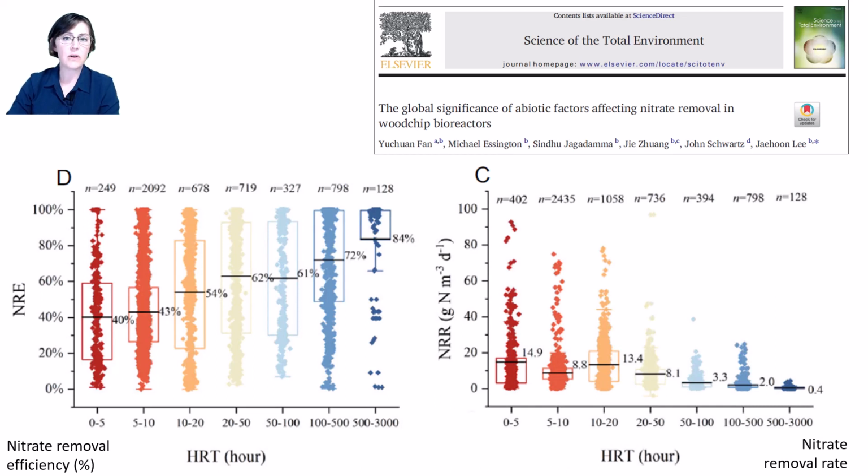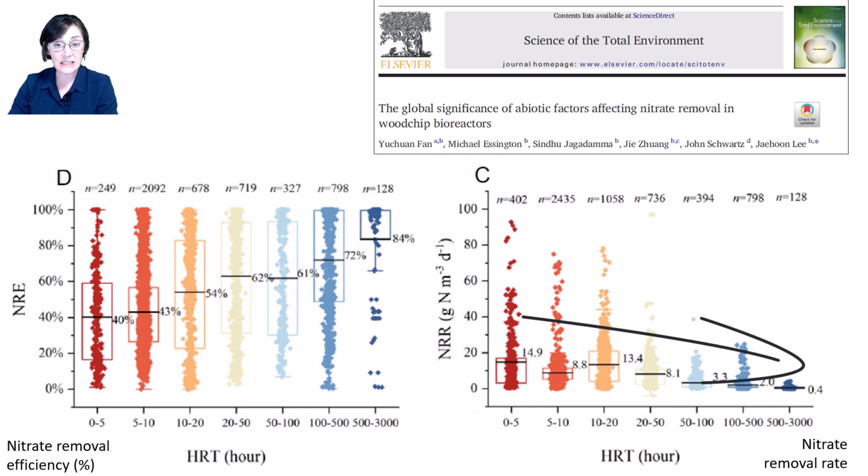This global review also allows me to highlight another metric. Rather than removal efficiency, this graph on the right shows removal rate. A rate always has a time unit as a part of it, and in this case, the units are mass of nitrate removed per volume of bioreactor per day.